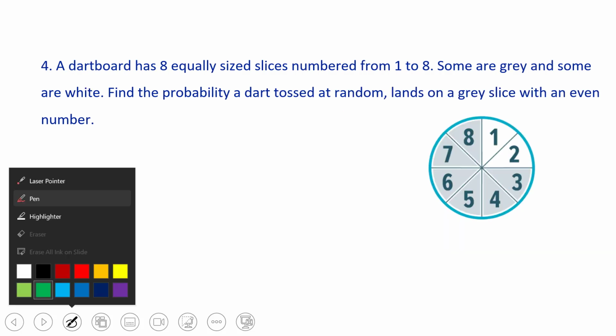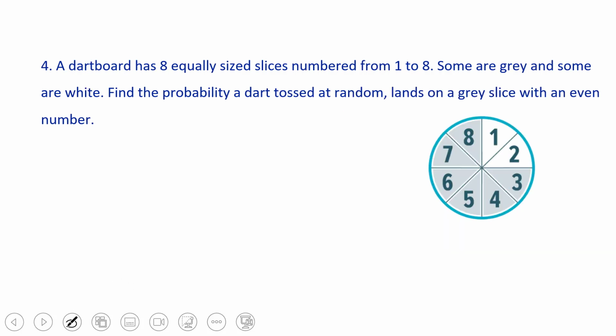Now, let's go for this one. How many outcomes do we have? Yes, we have 8. So our probability will have denominator 8. Okay. What are you looking for? A gray slice with even number. So what is the even in the gray? I have only 4, 6, and 8. So I have 3 gray and even at the same time, which is 0.375. If you would like to make it into 2 decimal places, you make it 0.38. Okay.